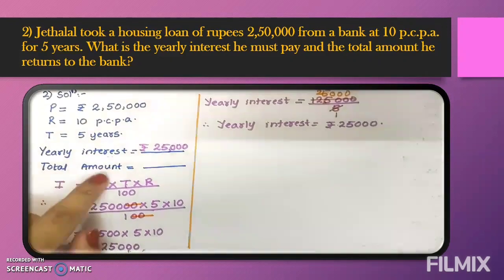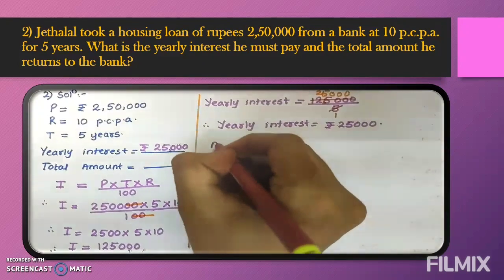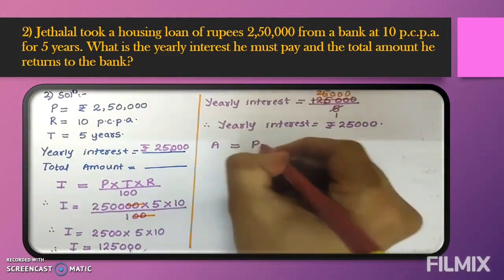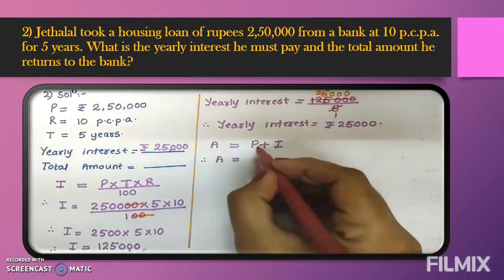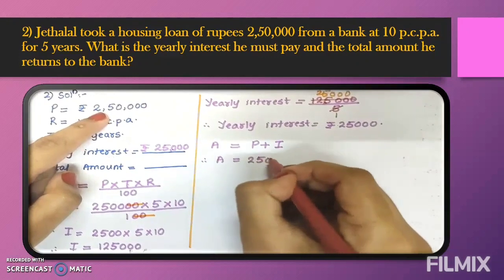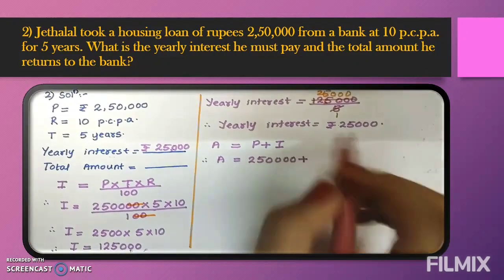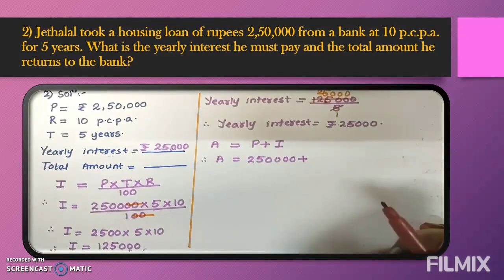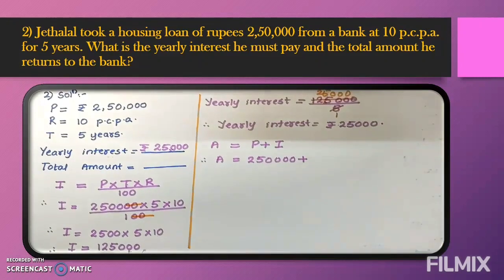Now what is left? Total amount. Now we know the formula for amount. What is the formula for amount? Amount is equals to P plus I. So we will write this A same as P. What is the value of P given to us? 2,50,000. So we will write that value 2,50,000 plus I. Now here confusion is coming. Which value of I we will write, whether we will write this value of I or this.